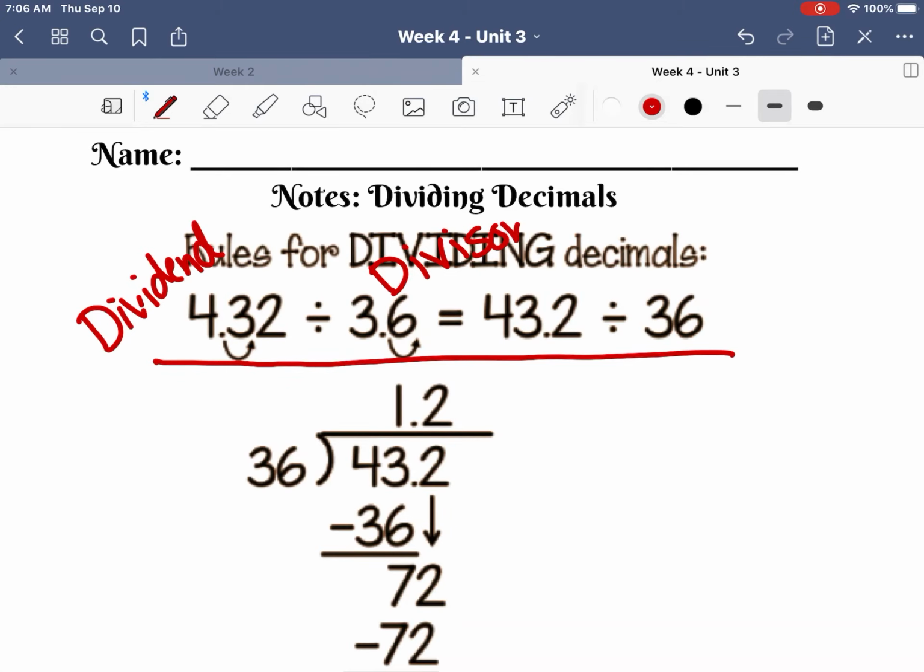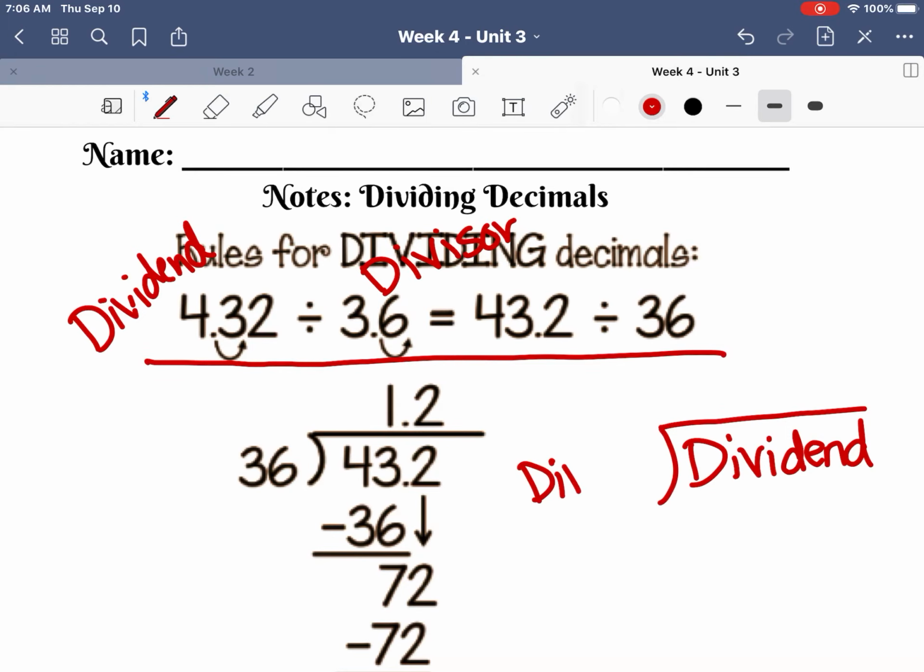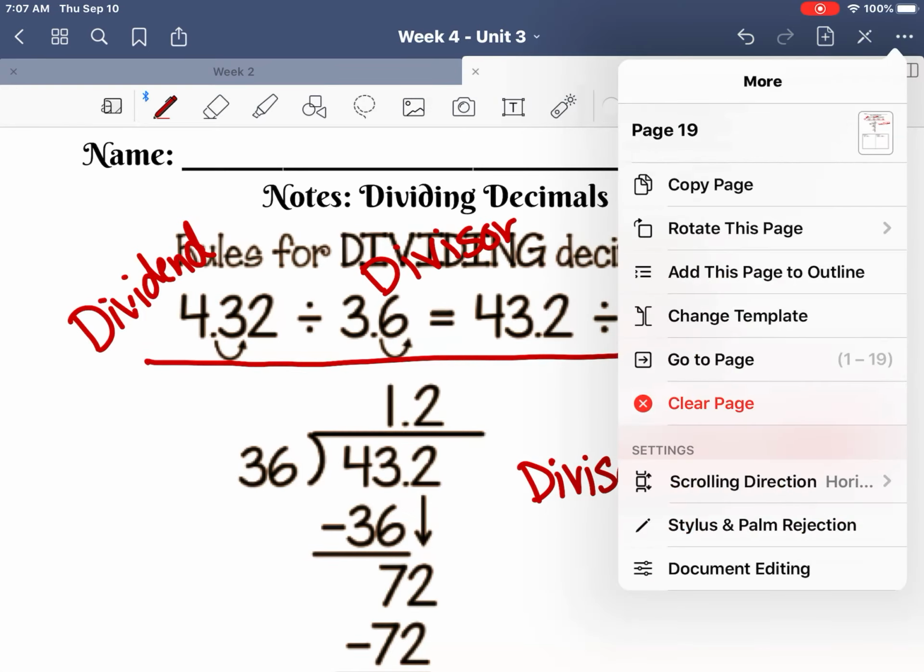divisor. When you're doing long division, your dividend has to go inside. That first number has to go inside the long division symbol, and the second number, the divisor, has to go outside of the long division symbol. I see this mistake made so often. People try to divide backwards and it won't work. You won't get the right answer. So I want to make sure that you always follow that rule first.